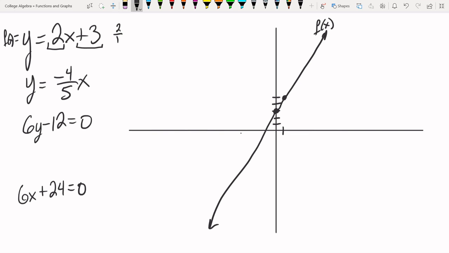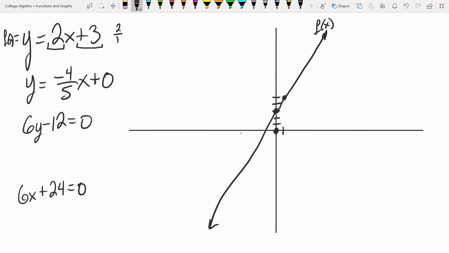Okay, the next one, same idea. This is already in slope-intercept form, but you see here, there's no y-intercept written, so we can think of that as +0, which means the first point is going to go right on the origin, right in the center of the graph.